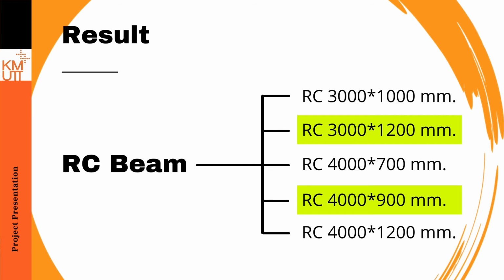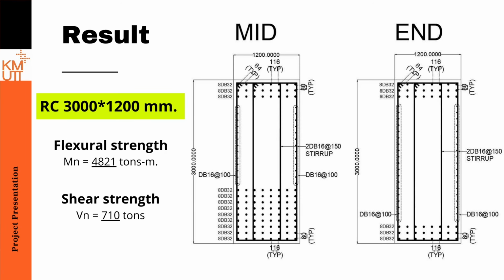We select 2 most effective sections to discuss in this presentation. The first section is a 3 meter depth section with 1.2 meter width. It requires 4 legs of DB16 stirrup bar along the span, and the nominal flexural capacity is around 4,800 ton-meters, and the shear capacity is around 700 tons.